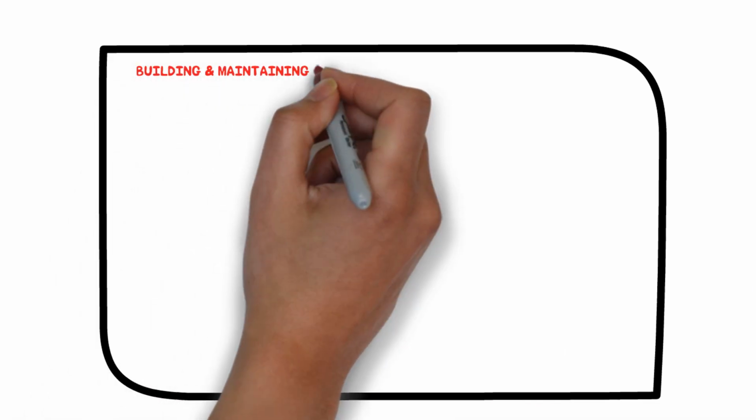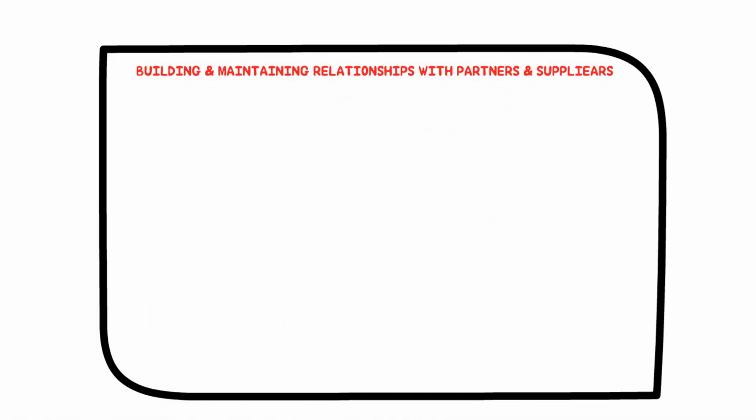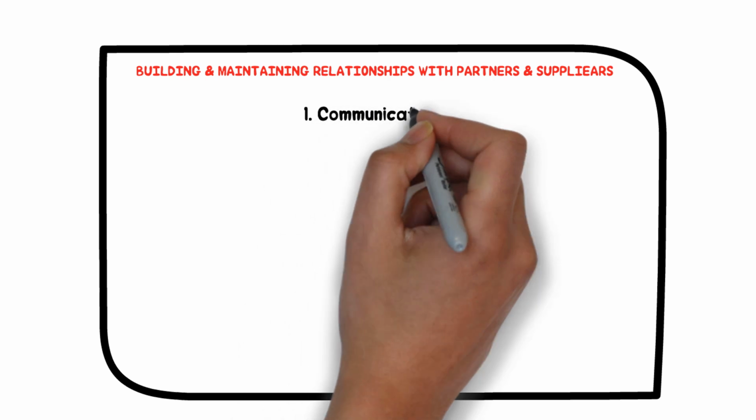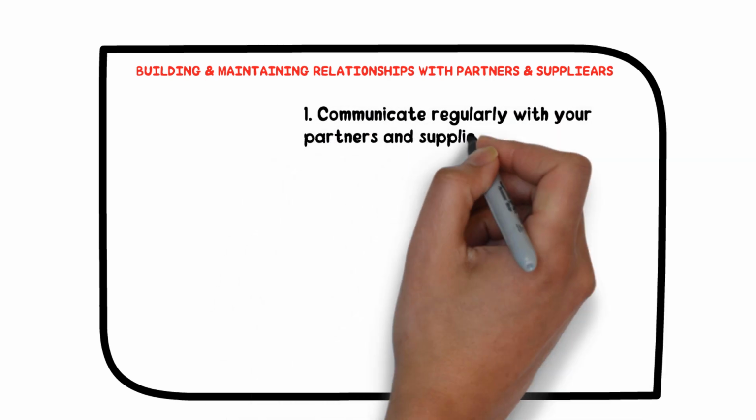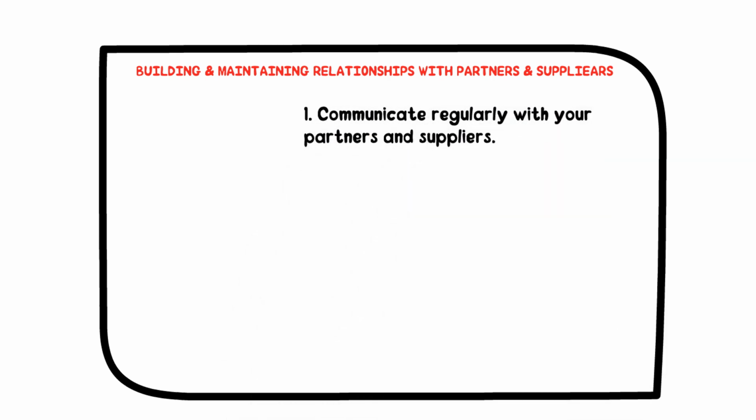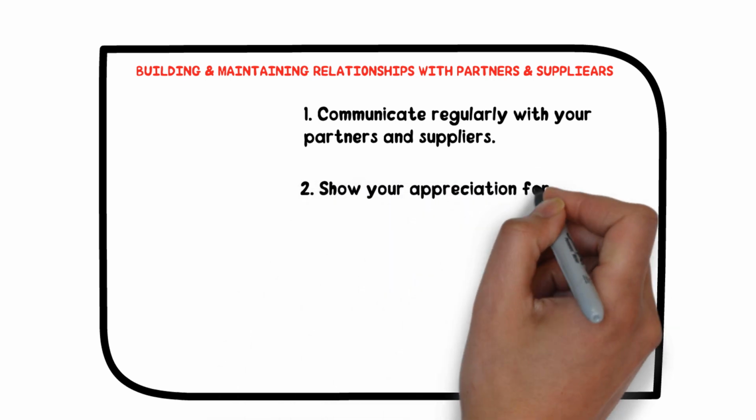Here are a few tips for building and maintaining these relationships. 1. Communicate regularly with your partners and suppliers. This will help ensure that everyone is on the same page and that any issues or concerns are addressed in a timely manner. 2. Show your appreciation for your partners and suppliers.